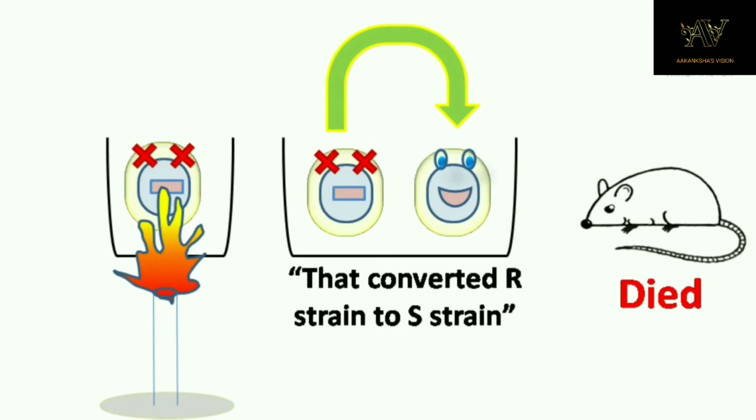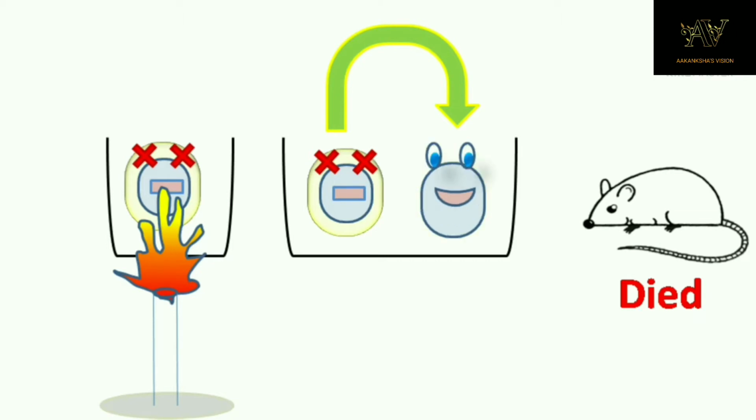So he concluded that something was transferred from the S strain to the R strain that changed the nature of the R strain to be virulent. He gave it the name transforming principle, and this could be possible only when the genetic material was transferred. From here began the search for the biochemical nature of the genetic material.